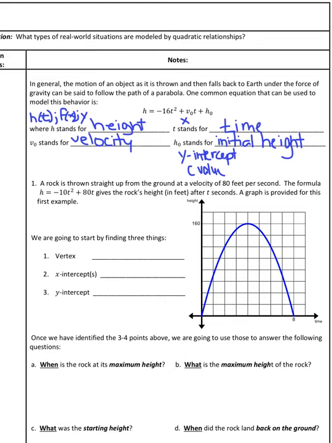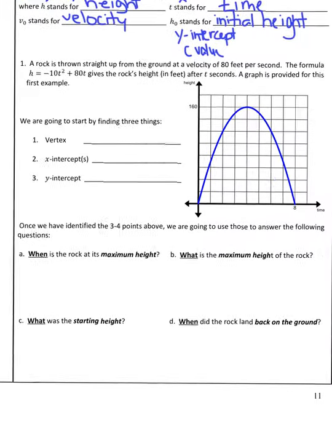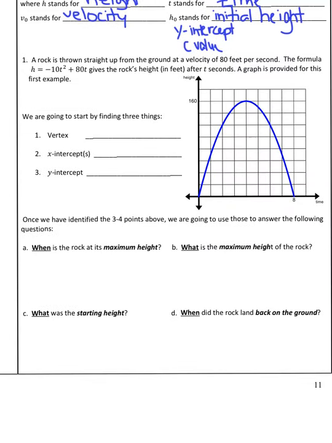All right, so let's take a look at number 1 here. It says a rock is thrown straight up from the ground at a velocity of 80 feet per second. The formula H equals negative 10t squared plus 80t gives the rock's height in feet after t seconds. A graph is provided for this first example. So for this first example, we're going to use the graph. If you're provided a graph, use the graph to answer the questions.